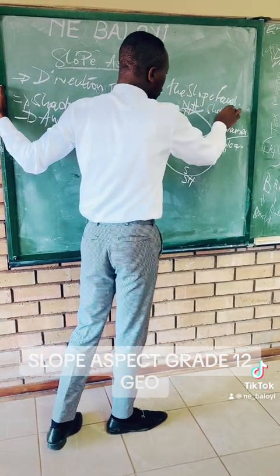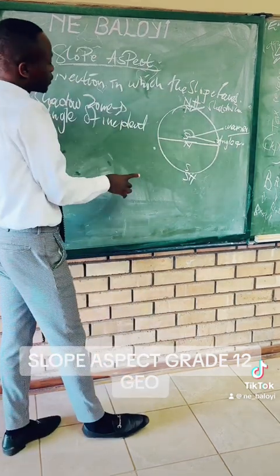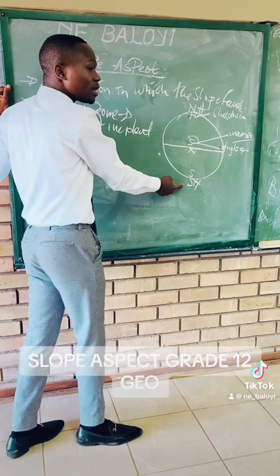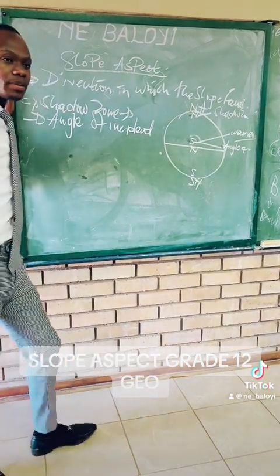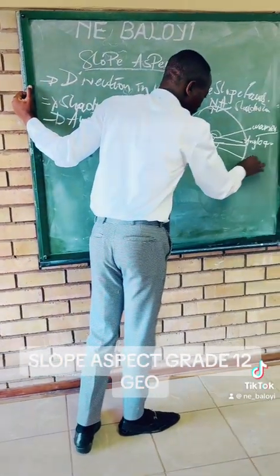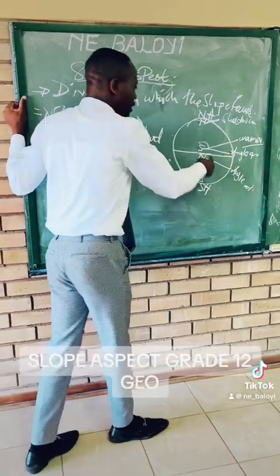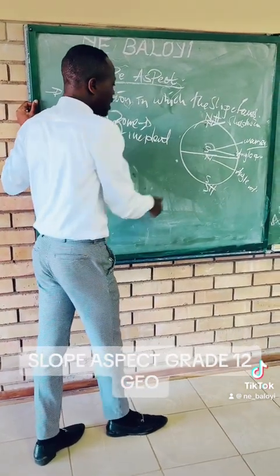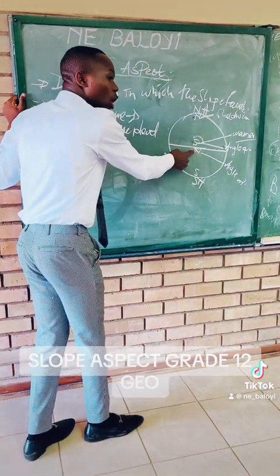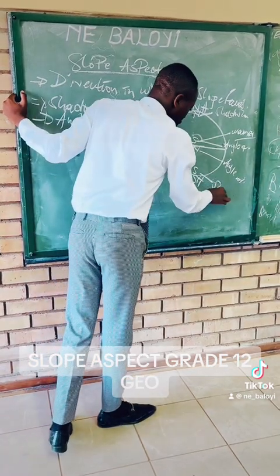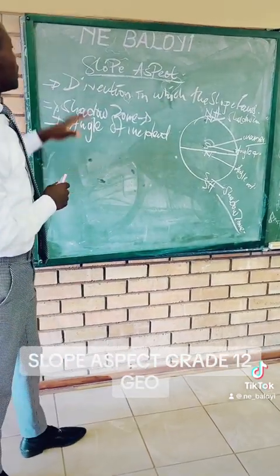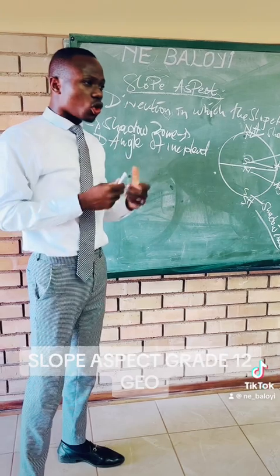Shadow zone. And then in the southern hemisphere, which one is the angle of incidence, between the north of the southern hemisphere and the south of the southern hemisphere? The north of the southern hemisphere will be the angle of incidence because it receives the sun's rays, and then the south will be the shadow zone because it's far away from the angle of incidence. So in short, the slope aspect is the direction in which the slope faces.